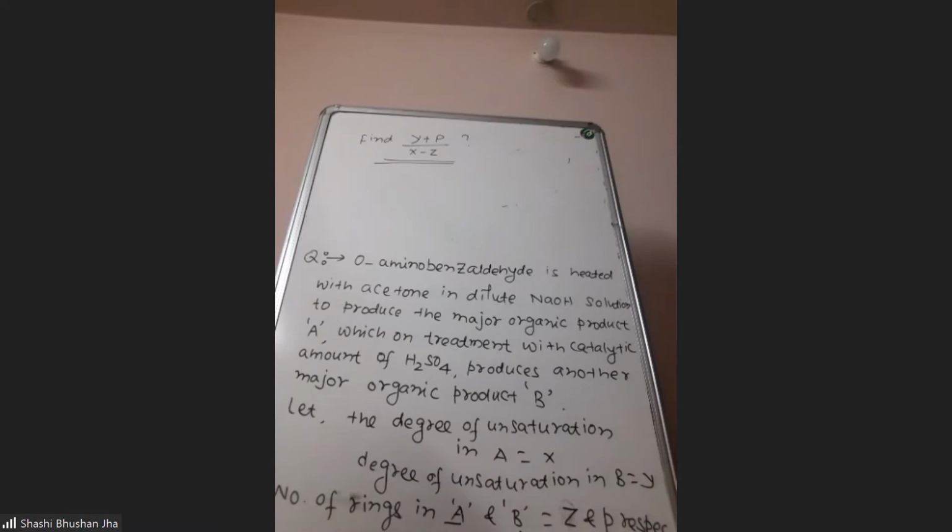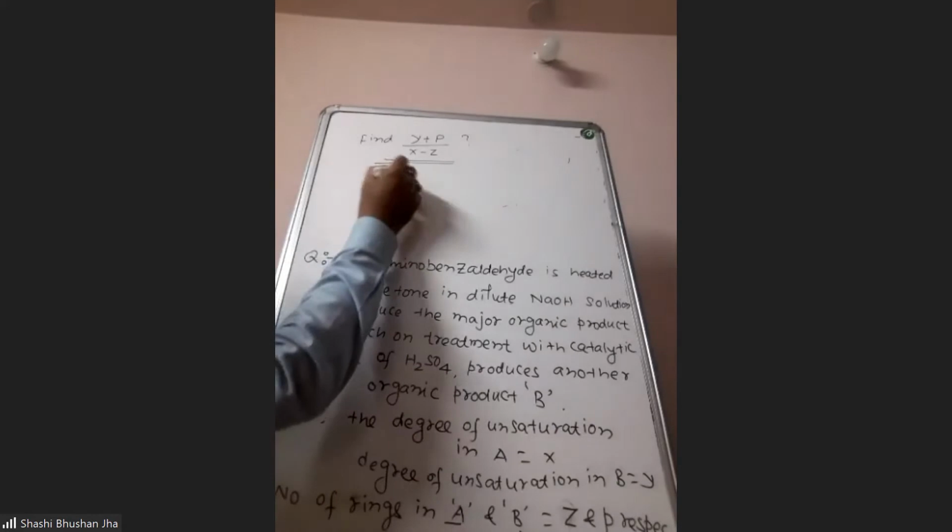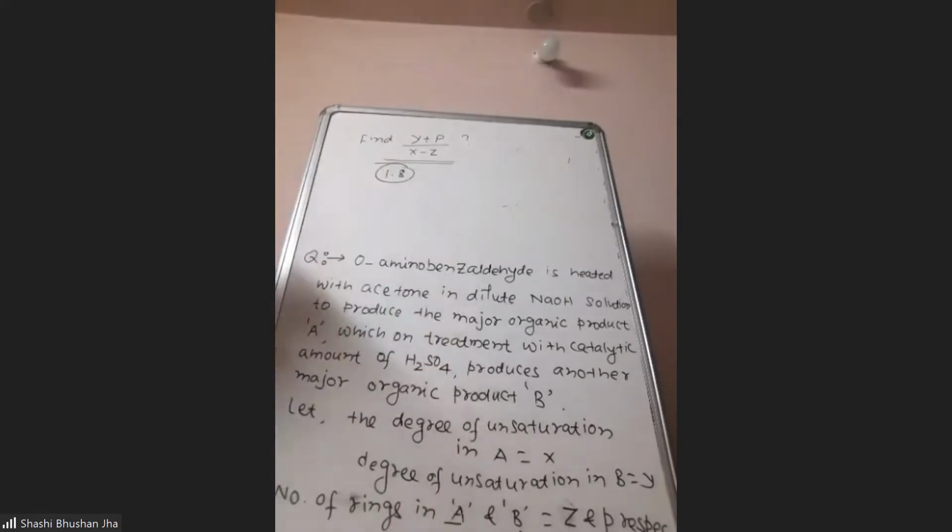So is it 4 by 3? 4 by 3. That is also not correct. 7 by 4. I think it is coming 1.8. Final answer is 9 by 5. 1.8. 1.75. Sir, 9 by 5. 9 by 5 should come.